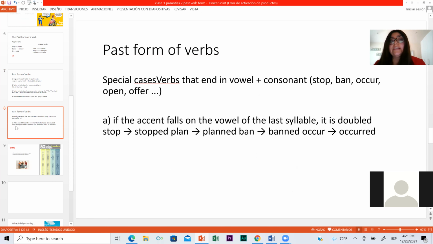Okay, there are special cases too for the past simple verbs, and these are when a verb ends in a vowel plus a consonant, but if the accent falls on the vowel of the last syllable, it is doubled. For example, stop, plan, and bend. The accent is on the vowel, so it's going to double the last letter, which is a consonant, and add ed. All right.